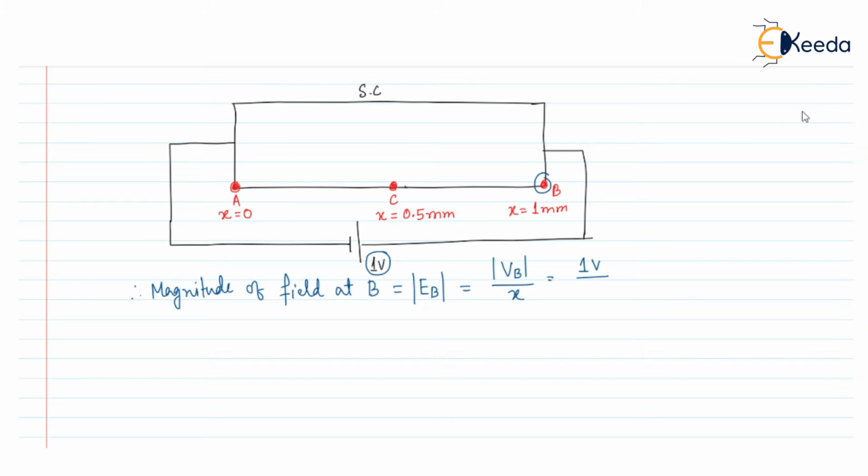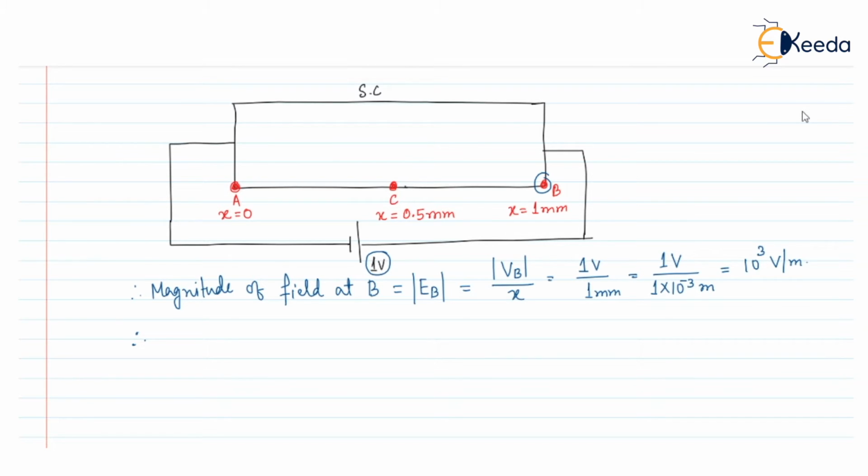The value of x, that is the position or distance, is 1 millimeter. Now I can write this 1 millimeter as 1 into 10 to the power minus 3 meters. So it will be 10 to the power 3 volt per meter. This is the value of the electric field at the position B.